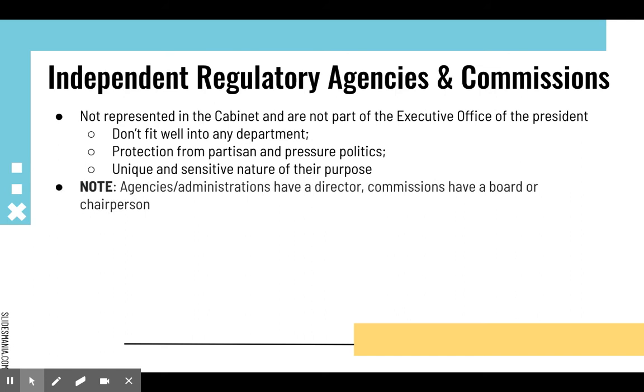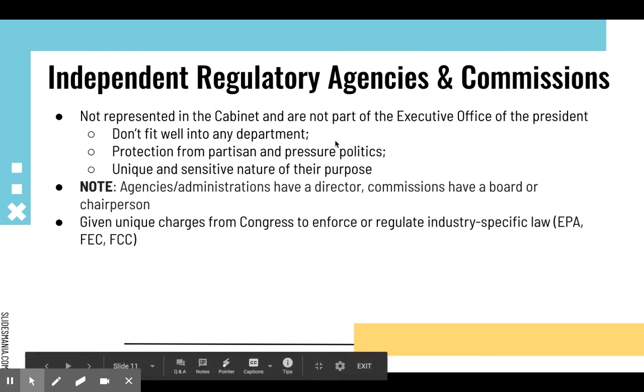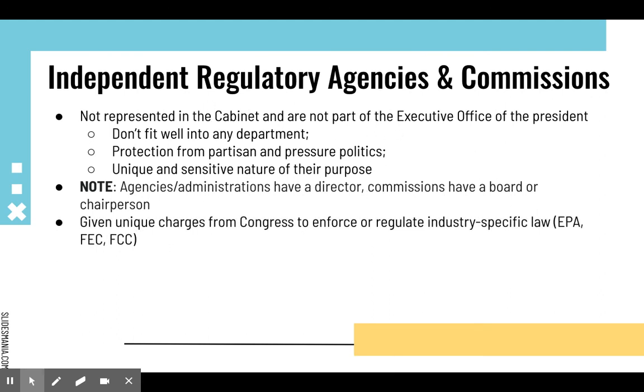Agencies have a director, administrations as well. That's just something to note. And commissions have a board or chairperson. So it's a group. And these agencies and commissions, from here on out, I'm going to use them interchangeably, guys. They're given unique charges or tasks from Congress to enforce or regulate industry-specific law.